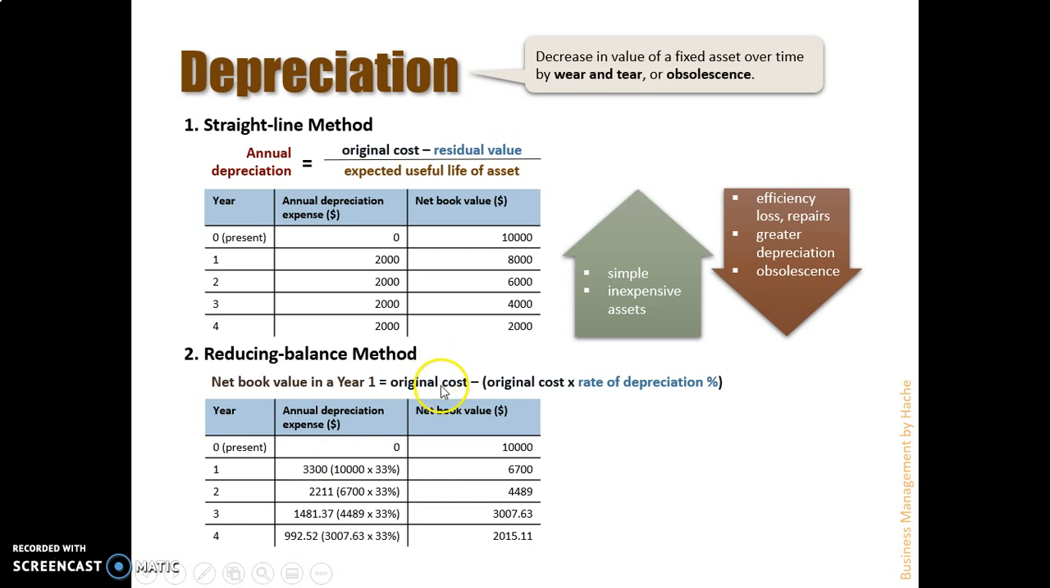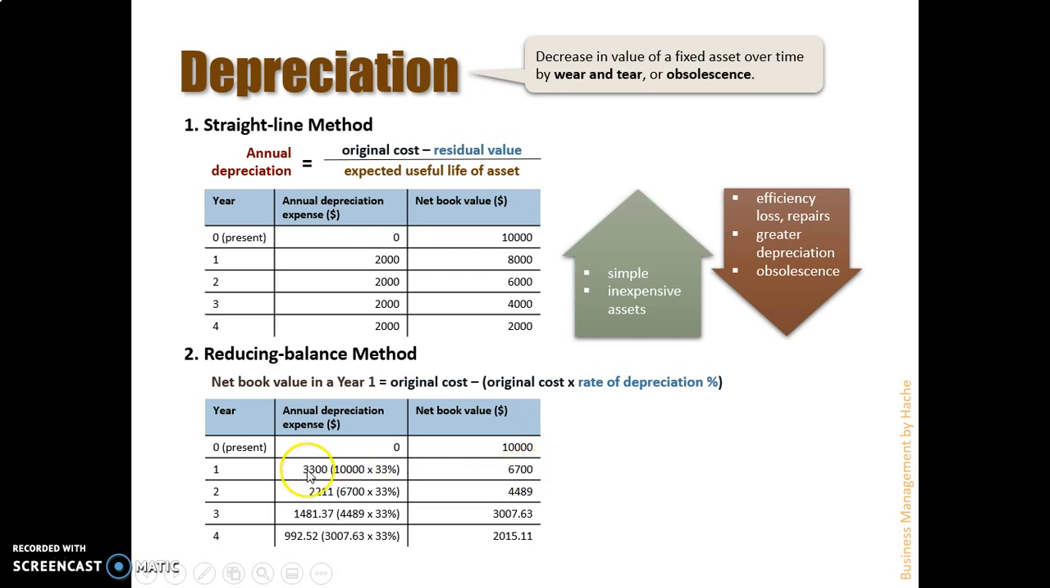As I said here, to get the net book value on year one, you have to subtract this annual depreciation from the original cost, and then you get that by the end of year one, the value will be reduced to 6,700.